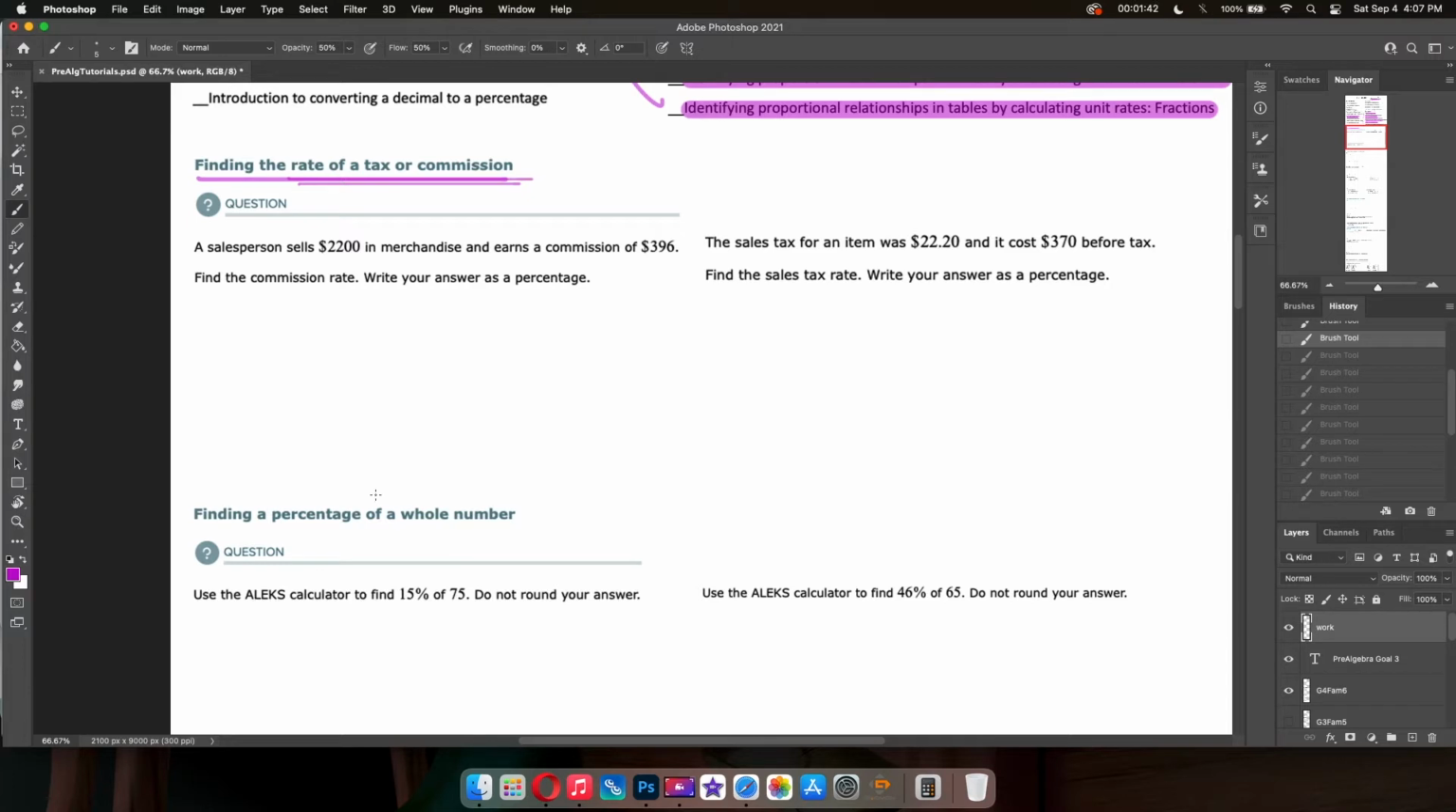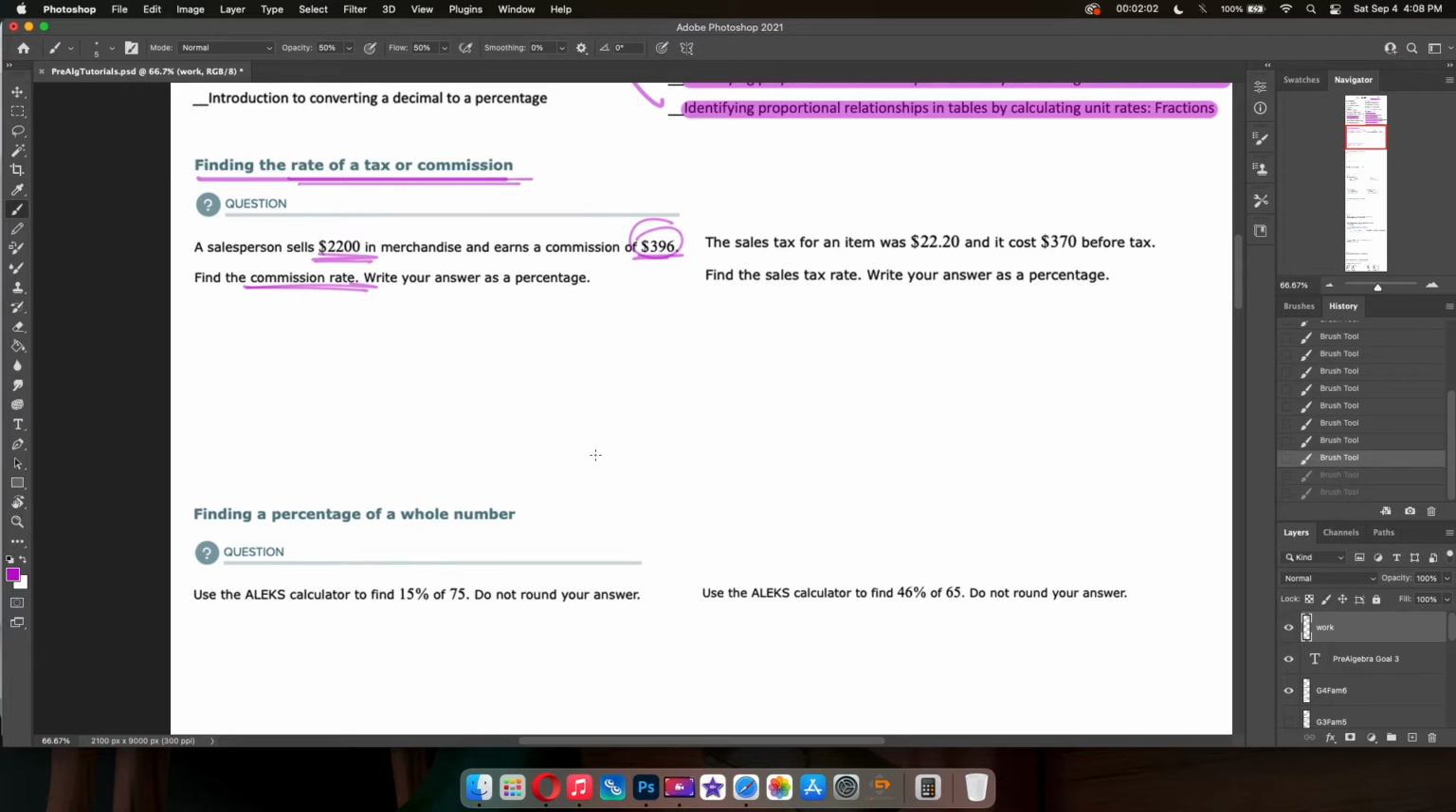And I just realized I'm in the wrong layer. All right, so a salesperson sells this much money in merchandise and earns this much in commission. Find the commission rate. So in other words, this little part that came out of this is going to be the commission, and we have to find out what that percentage is.